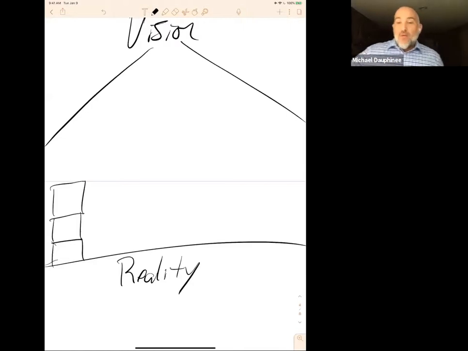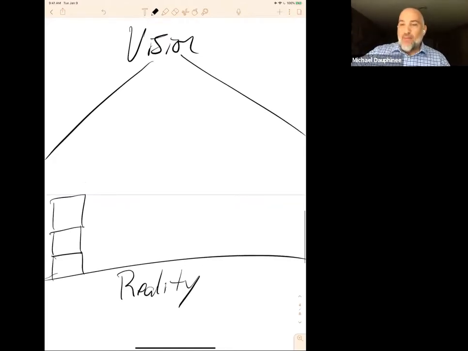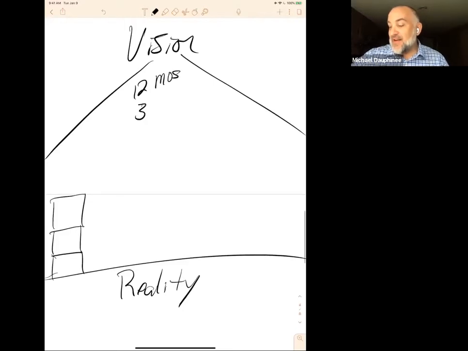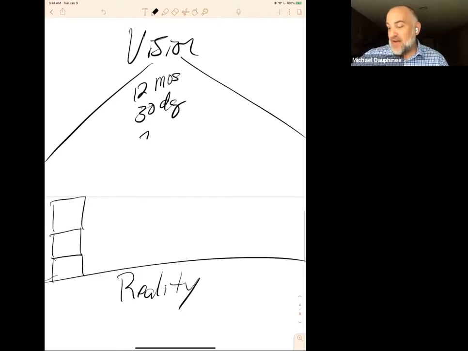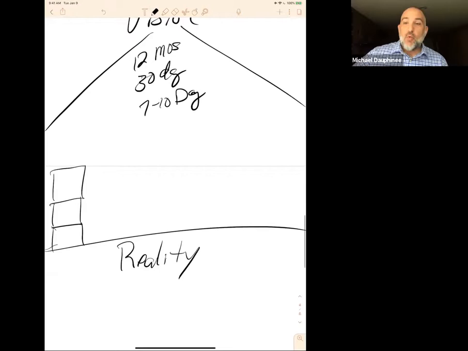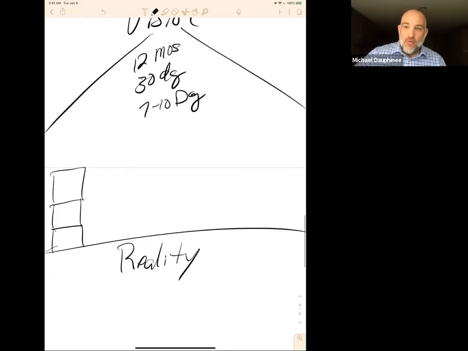So when I have a much larger vision, say I want to have my own company in 5 years, that's somebody's vision. I then break it into 12 month, 30 day, and 7 to 10 day gaps. So we set an annual goal, we set a 30-day goal, and we set a 10-day sprint.